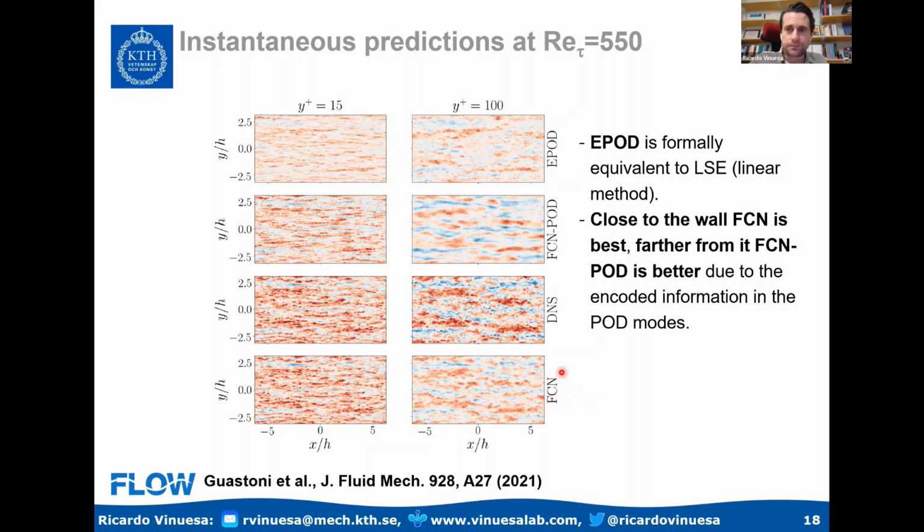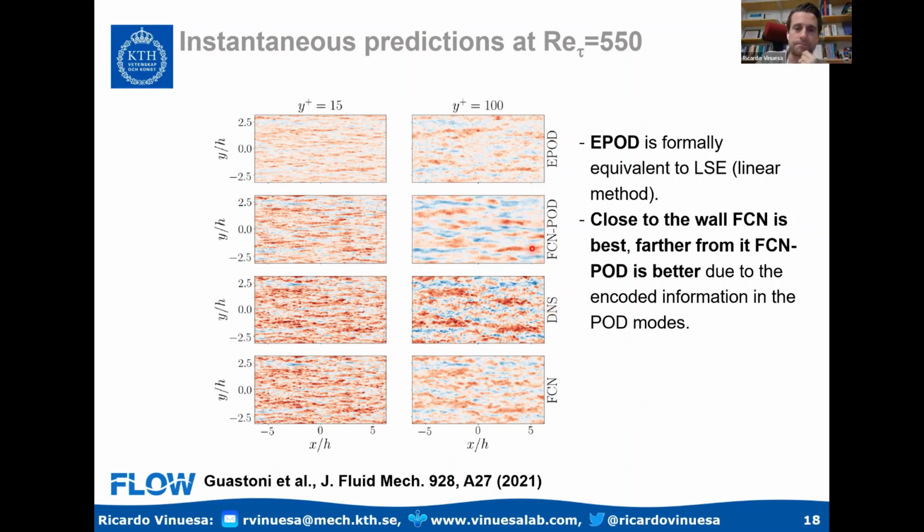In the last row, we show the FCN method, where we use the whole input to predict the whole output, and we see that at y plus 15, the agreement is excellent. We can get a very good representation of the flow at y plus 15. And farther away from the wall, the results get a bit worse because the data is less correlated, obviously, but the FCN POD method exhibits very good performance compared with the reference.